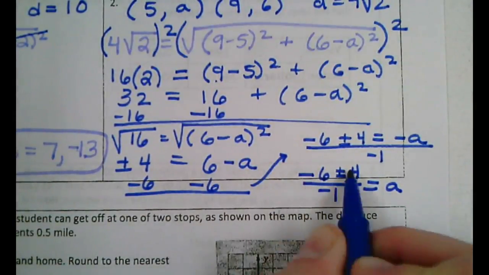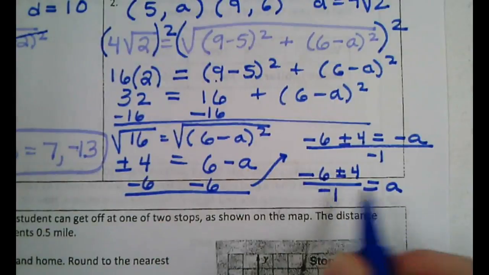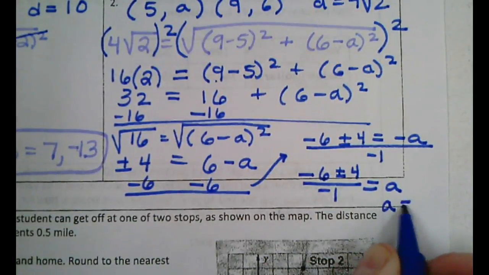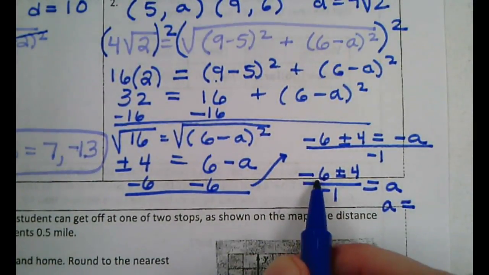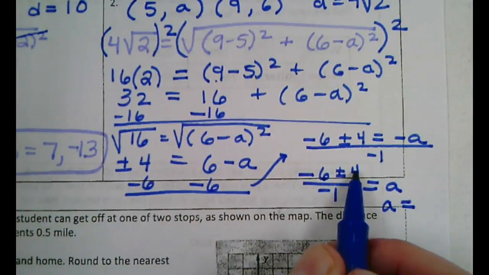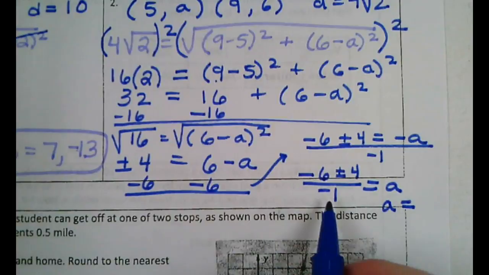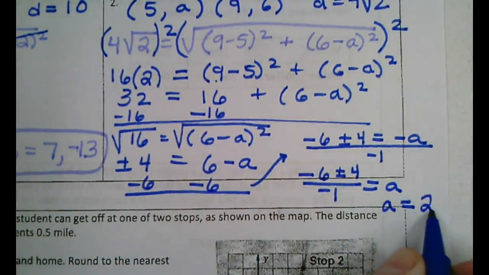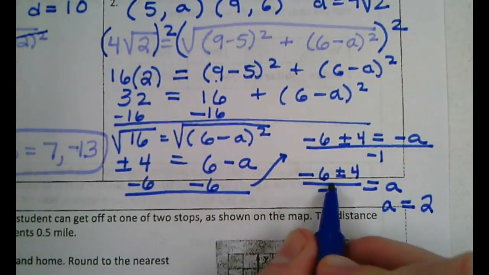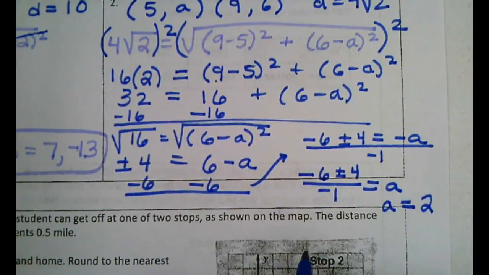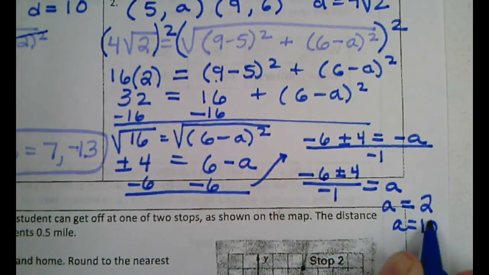Since these are all whole numbers or integers, I'm going to solve for my two values of a. I have negative 6 plus 4 divided by negative 1. So negative 6 plus 4 is negative 2, divided by negative 1 is positive 2. And negative 6 minus 4, which is negative 10, divided by negative 1, gives me a value of 10.